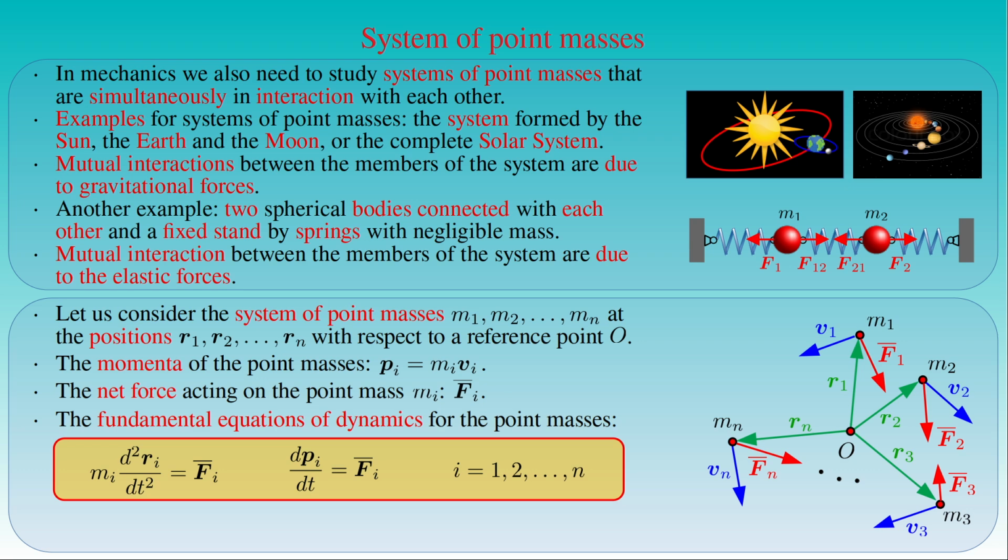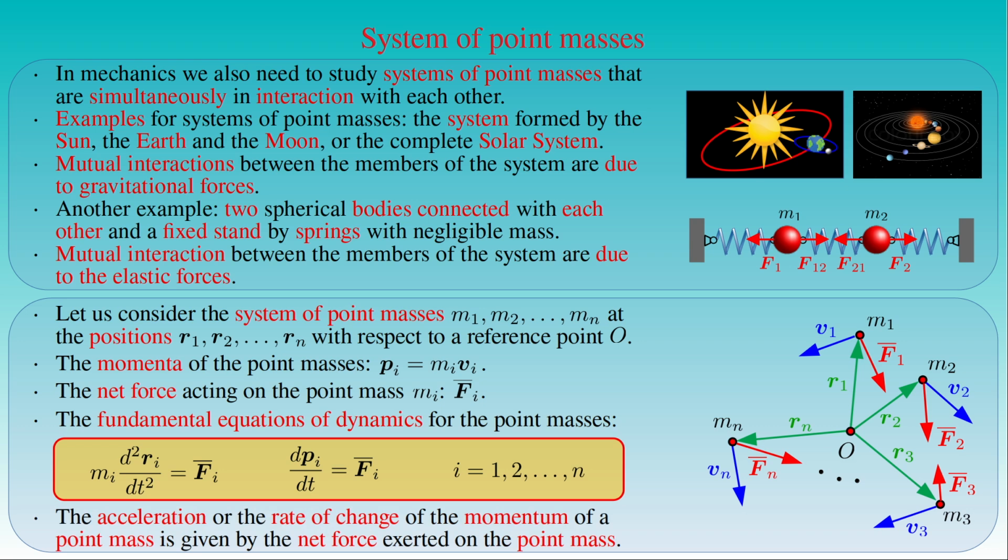These equations state that the acceleration or the rate of change in the momentum of each point mass in the system is given by the net force exerted on the point mass by the rest of the point masses in the interacting system plus the external forces acting on the system. The net forces acting on the point masses do not necessarily point in the directions of the instantaneous velocities of the point masses changing under the effect of these forces, as shown in the figure.